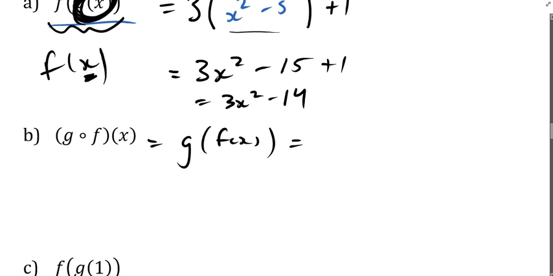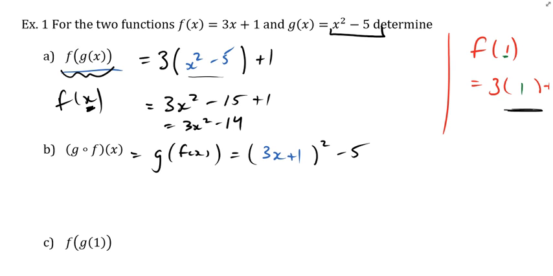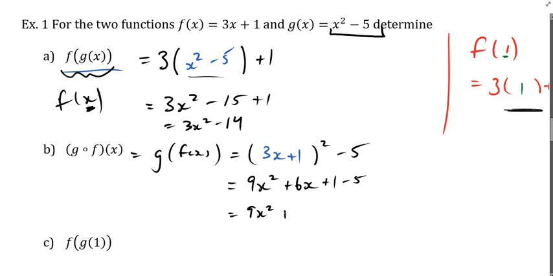What do you think? You can start doing it, but just imagining how it's going to work subbing f into g instead of g into f, do you think it's going to work out the same? So I'm going to write down g of x, but instead of x, I'm going to put brackets. And then I'm going to put f of x in for those. Okay, expand and simplify. 3x plus 1 all squared is 9x squared plus 6x plus 1 minus 5. 9x squared plus 6x minus 4. Not the same.